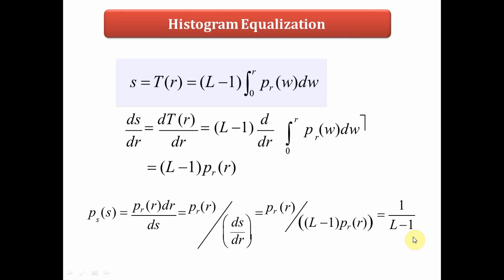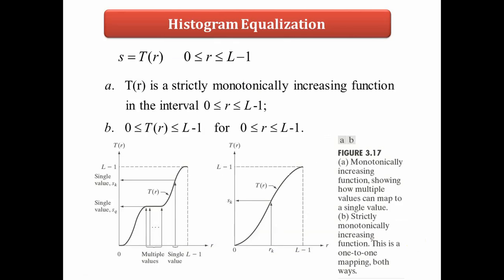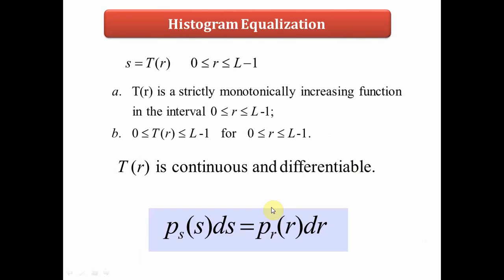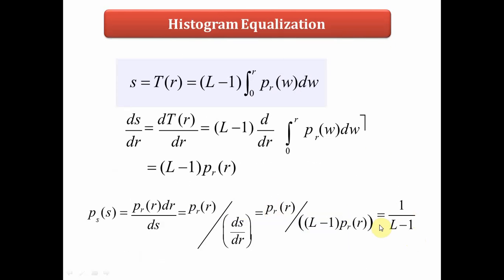So that will be the uniform density function, 1 upon L minus 1. If there is no L minus 1 here, then it will be only 1, since P_R(R) divided by P_R(R) cancels to 1. This is the actual technique to equalize the histogram.